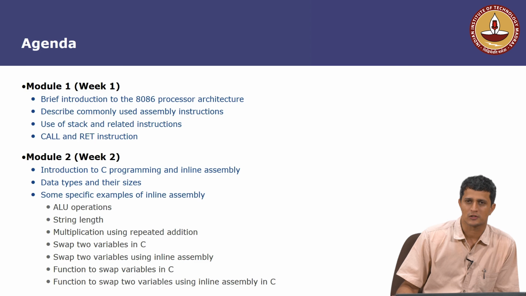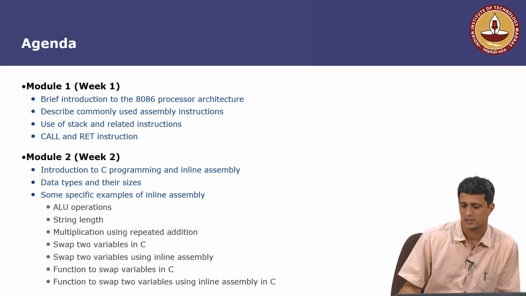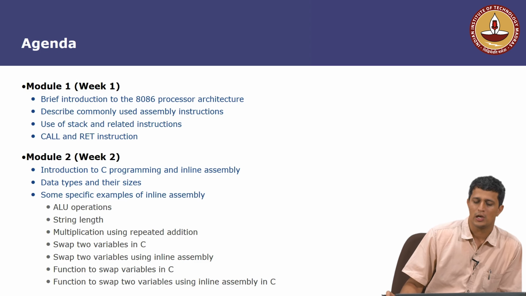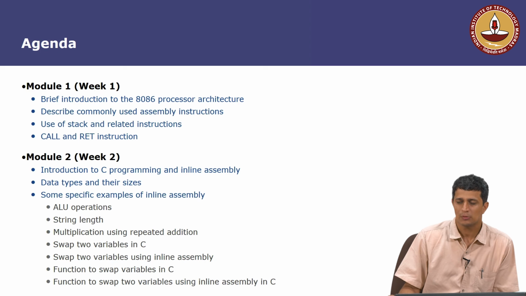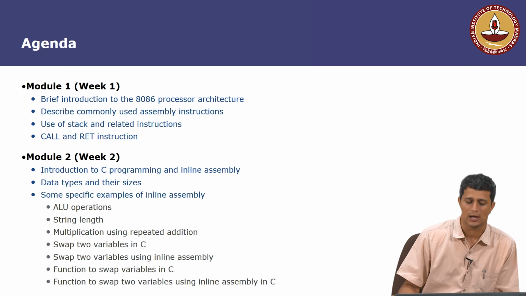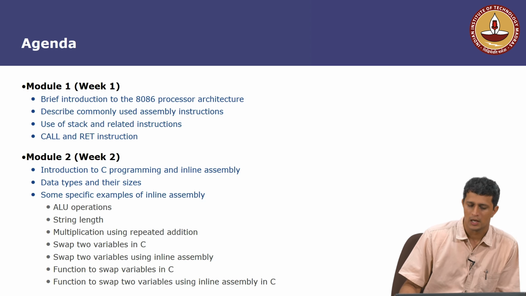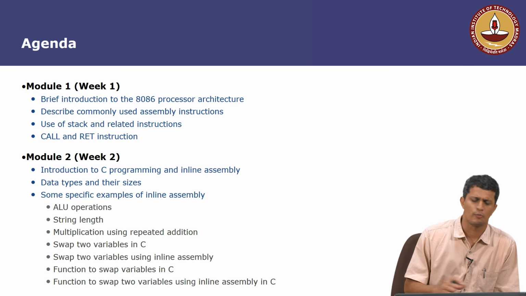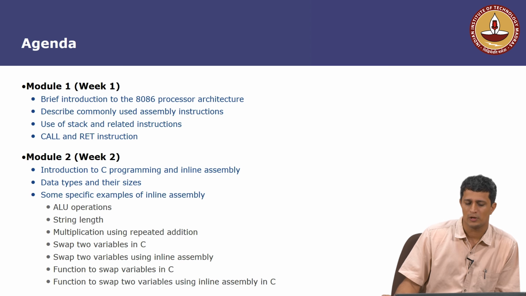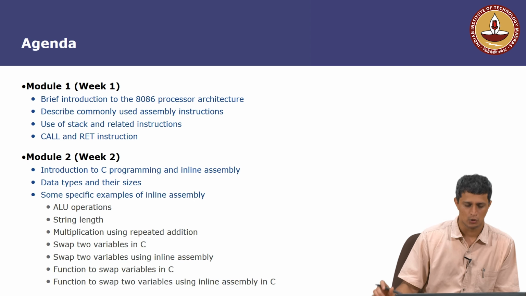So the agenda for this course is that I have broken this 4-week course into 4 modules. Module 1, which will be covered in the first week, will be a brief introduction to the 8086 processor architecture and then describing commonly used assembly instructions. Here when I say commonly used assembly instructions, I mean the assembly instructions that you will typically encounter when you translate a C program into assembly language. There are numerous other instructions in the x86 architecture of Intel, which can be used for hardware programming and so many other purposes, but that's not the focus of this course. I will be only dealing with a subset of the Intel x86 instructions that apply to C programming.